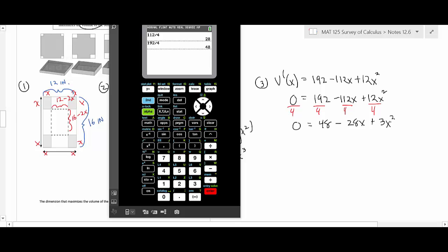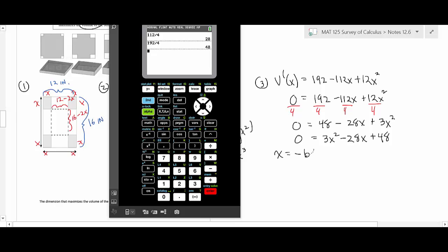In a problem like this, if I don't feel like factoring, I just go to the quadratic formula. So I'm going to write this as 3x squared minus 28x plus 48. And the quadratic formula will tell you whether it factors or not anyway. So you could try to factor that if you wanted, or you can just jump right into the quadratic formula.